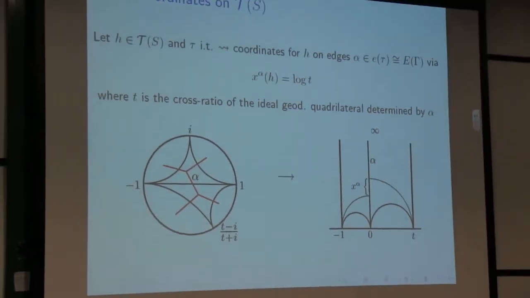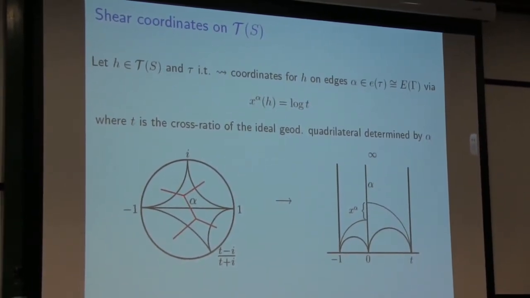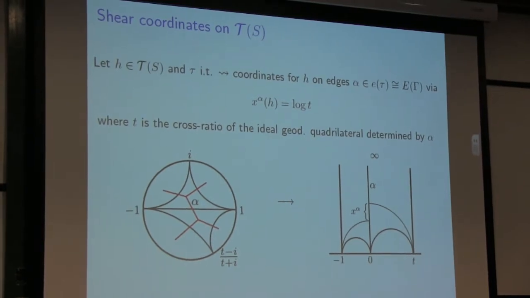Right, so if we have now an ideal triangulation on our surface, we can define coordinates for each hyperbolic metric on the surface as follows. For each edge of the triangulation, we associate a number to this edge via this formula here, where this T has a very geometrical interpretation. Each edge alpha separates two triangles. Therefore, it defines an ideal quadrilateral, so a square with points at infinity.